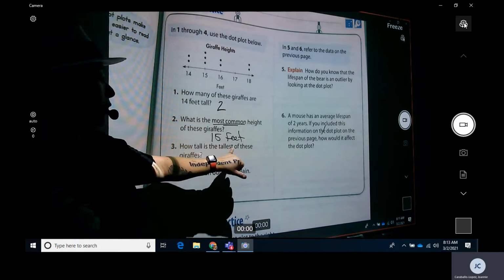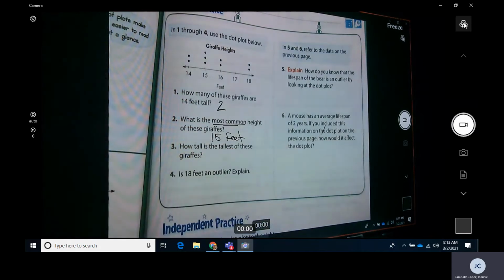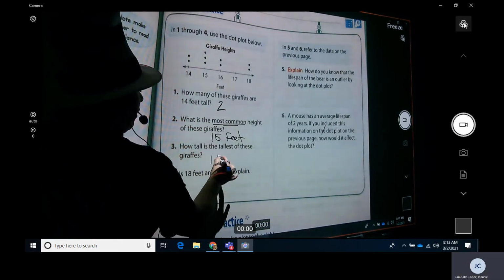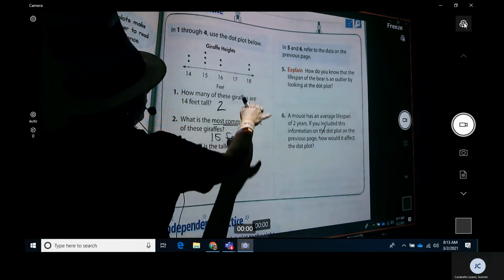How tall is the tallest of the giraffes, of these giraffes? ¿Qué es la estatura de las jirafas más altas? 18 feet. Very good. 18 feet.